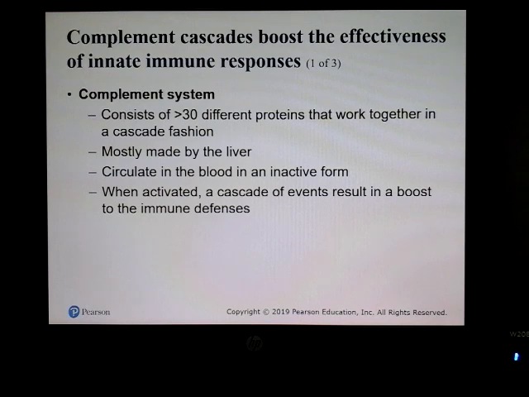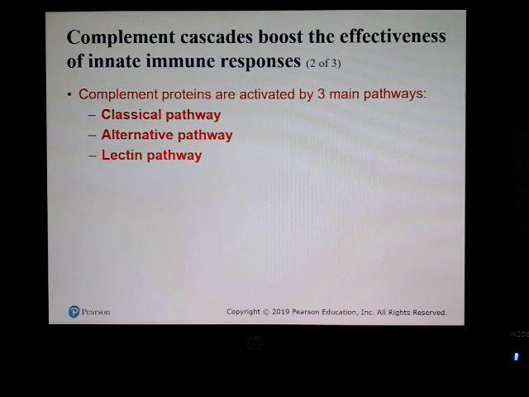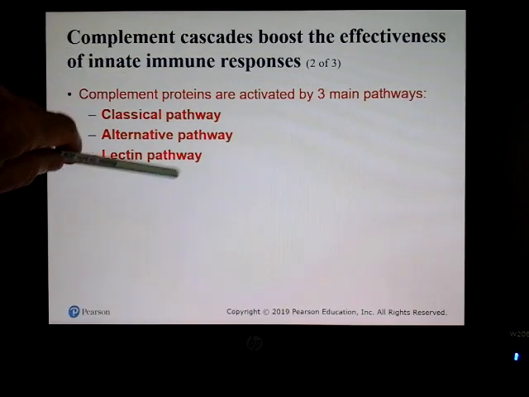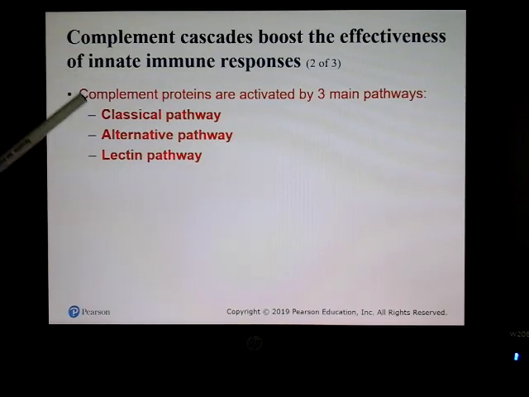Now, there's another system in our second line of defense called the complement system. There's about 30 different proteins, wow, a lot, that work together in what we call a cascade fashion. Now, what you want to be aware of is that the complement cascade can be broken down into 3 different pathways. So please know the 3 pathways are classical, alternative, and lectin. Those again are the 3 pathways of the complement cascade.